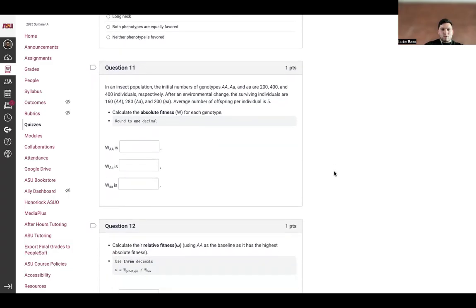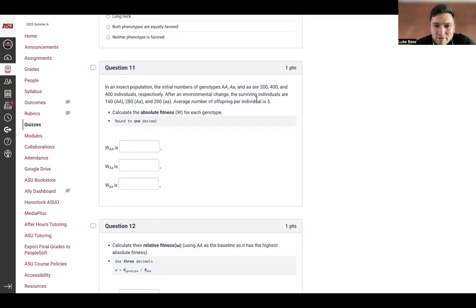Then finally, question 11, we'll look at the absolute fitness for these insects. It looks like the initial number of genotypes, big A big A, big A little a, and little a little a, are 200, 400, and 400. So you're already given the frequencies of each genotype out of, it looks like, 1,000 insects. So after an environmental change, the surviving individuals are quite different. So you're going to have to recalculate the ratios because it looks like the total number is going to be slightly less.